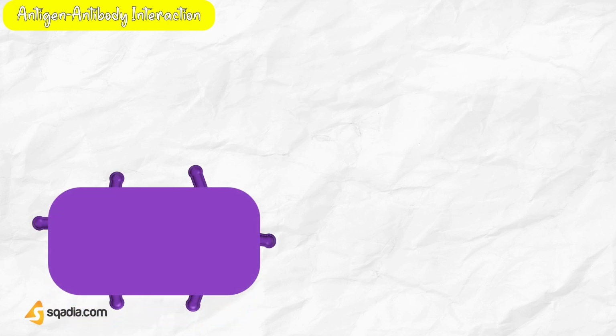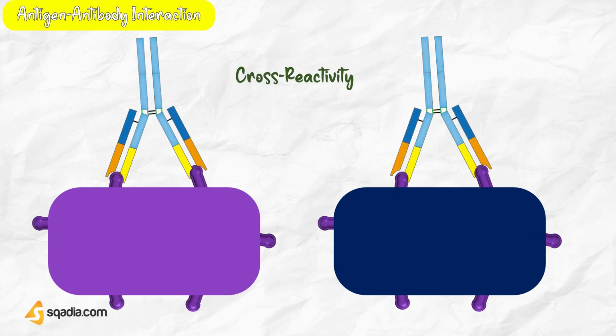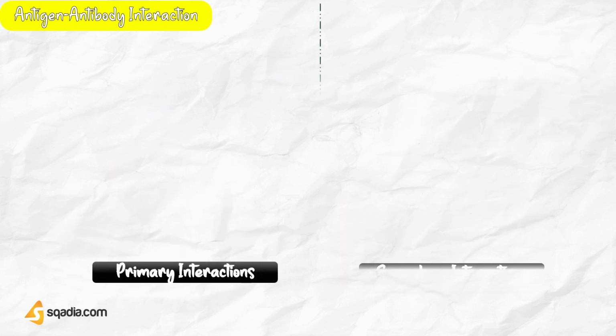As the number of antigen binding sites increases, the strength of overall binding also increases, making the antigen-antibody complex more stable. Another concept that you need to familiarize yourself with is cross-reactivity. It is defined as the ability of an antibody to react with similar epitopes on different antigens. Cross-reactivity only happens in situations where similar epitopes are present on different antigens. That was the primary interaction.